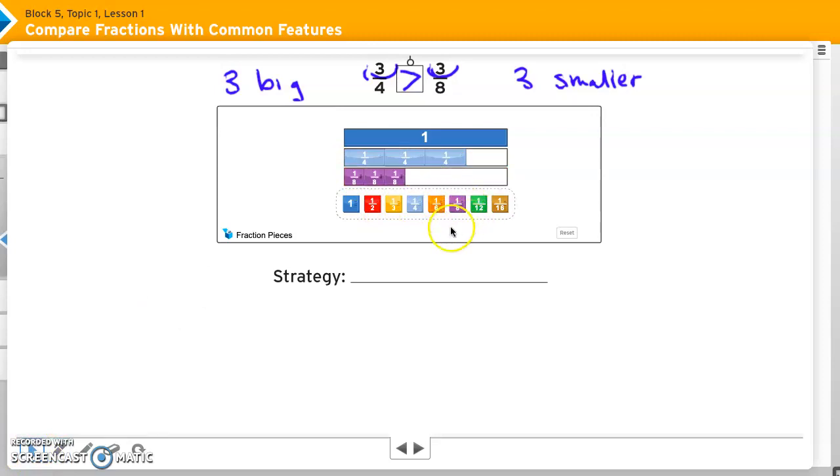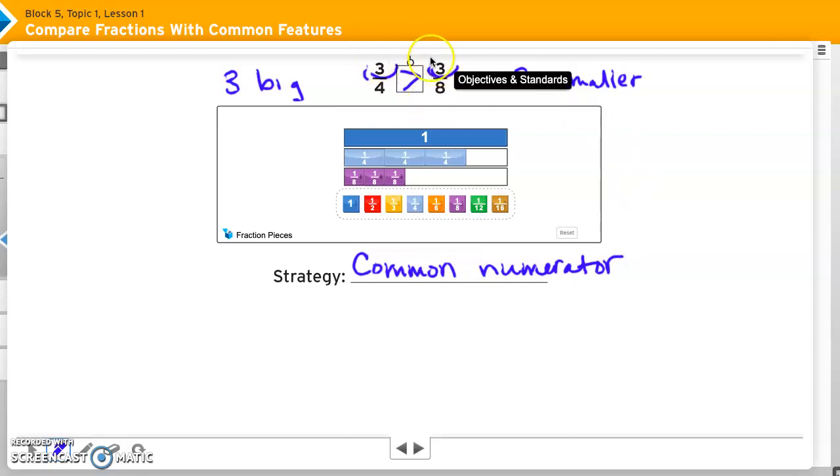with our fraction pieces. But remember, the goal of this is to not use those fraction pieces. The goal is to look at the numerators, look at the denominators, and reason it through on your own. The strategy we're using here is called common numerator.